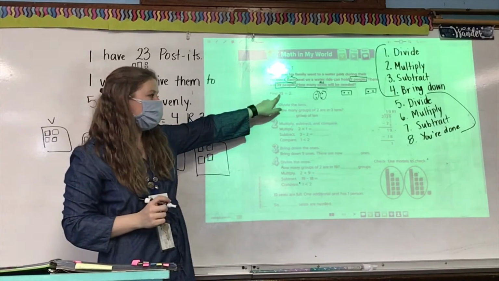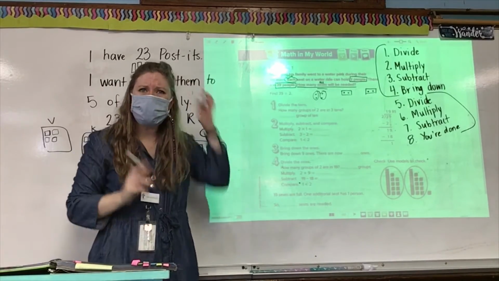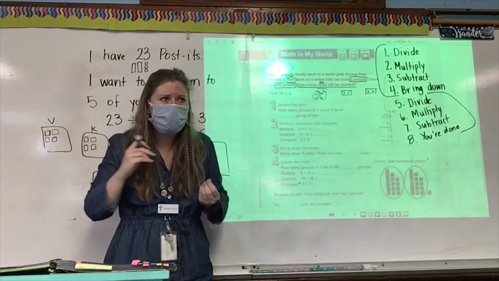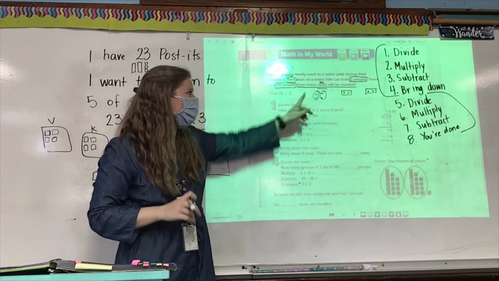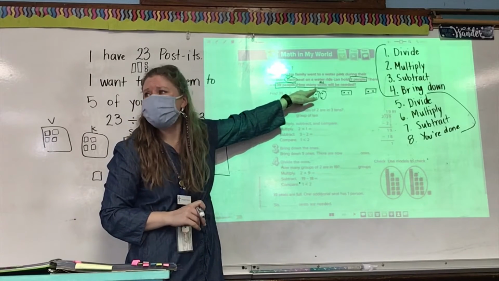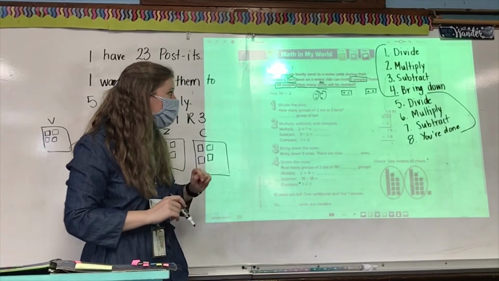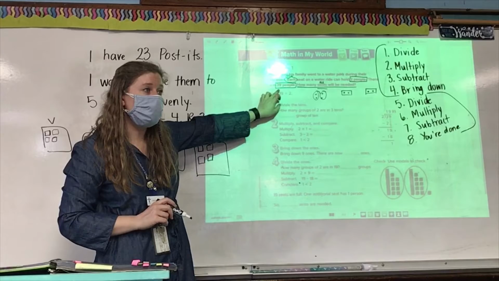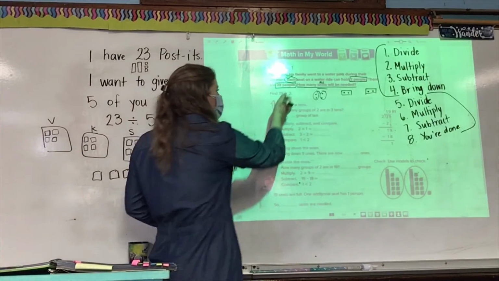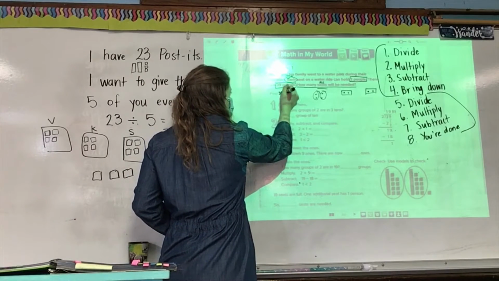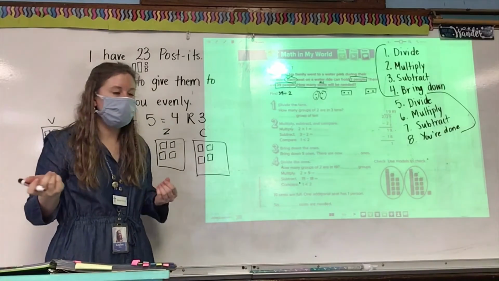So that means we need to take the 39 people and divide them, because if we start with 39 people, are we going to end with more than 39? No. If we have 39 people and we know 2 people go in each one, are we going to need more than 39 seats? No. So we know we're dividing. We're taking the amount of people and we're breaking them down into groups of 2. So our equation is 39 divided by 2 will equal a certain amount of seats.